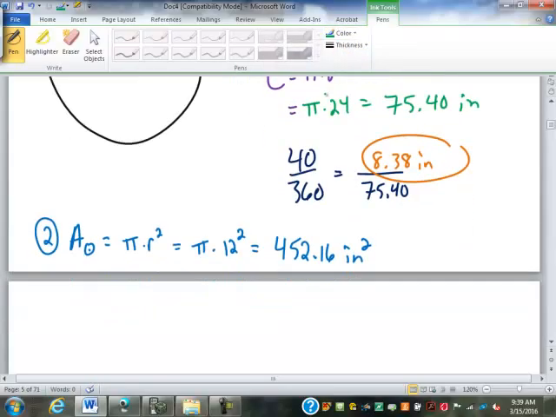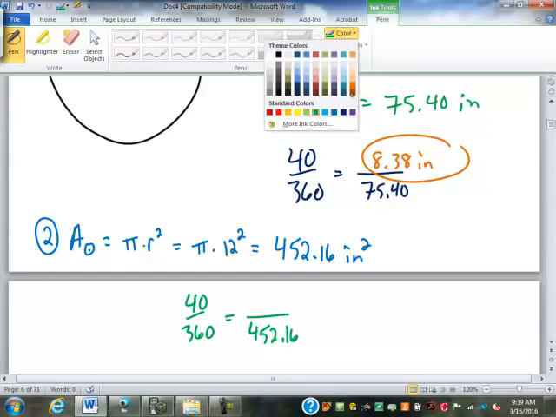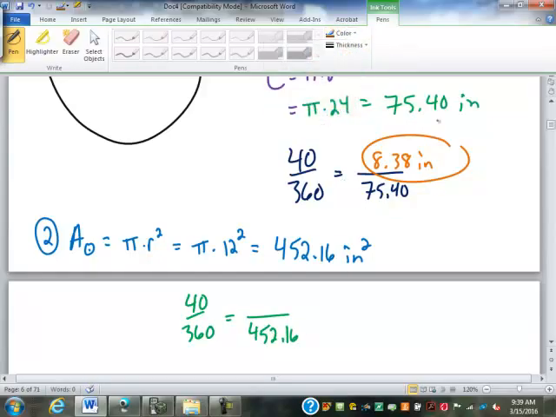So now for the sector area, we do the same thing. 40 out of 360 equals how much out of 452.16? Which is about 50.27 square inches, or 50.24 if you use the 3.14. Any questions on how to do those?